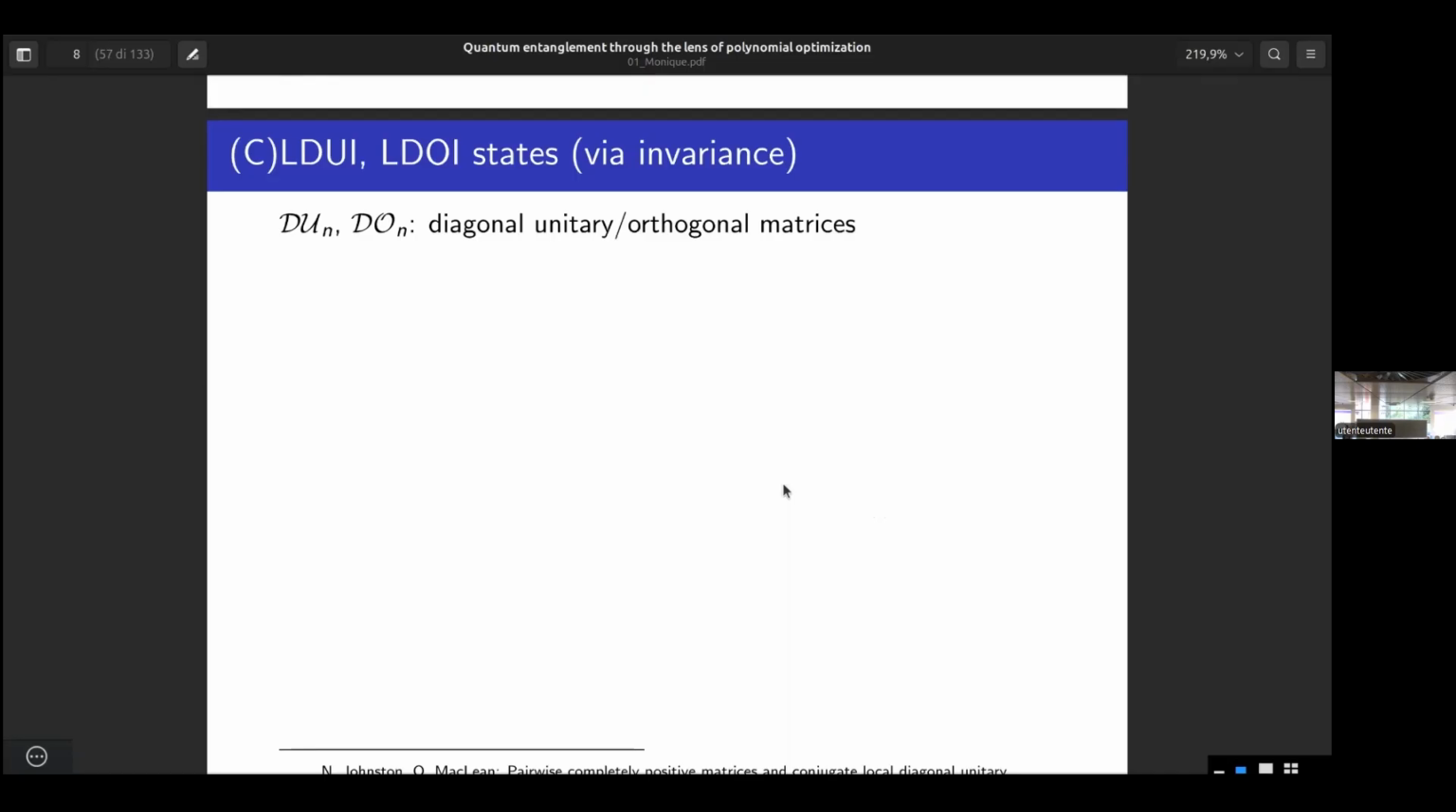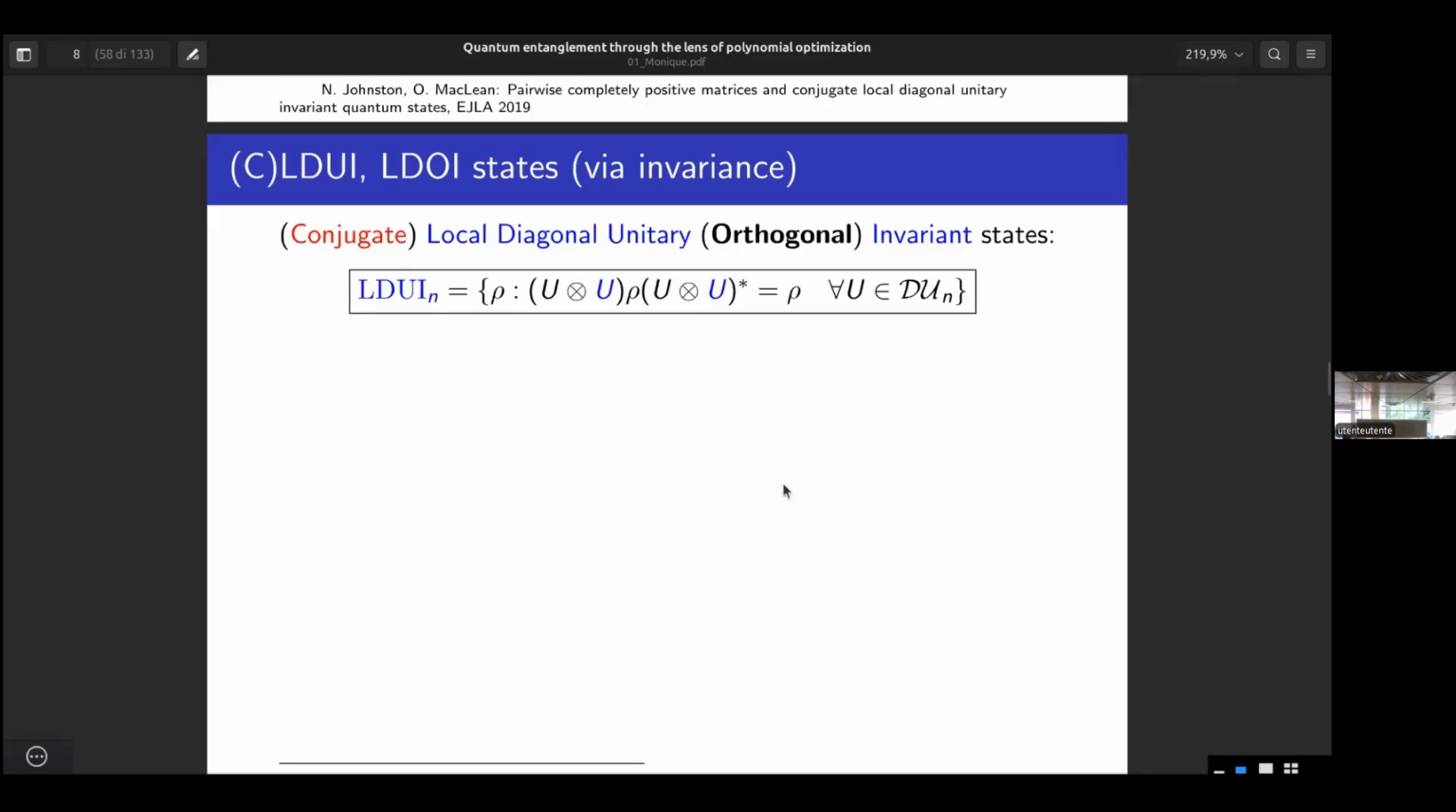Just to set the notation, DU stands for diagonal unitaries, DO stands for diagonal orthogonal matrices. So diagonal orthogonal is just a diagonal matrix with plus or minus 1 on the diagonal, and diagonal unitary is just a diagonal matrix with complex numbers of norm 1 on the diagonal. Okay, now, bear with me, this is a mouthful. We just look first at the blue letters: local diagonal unitary invariant states.